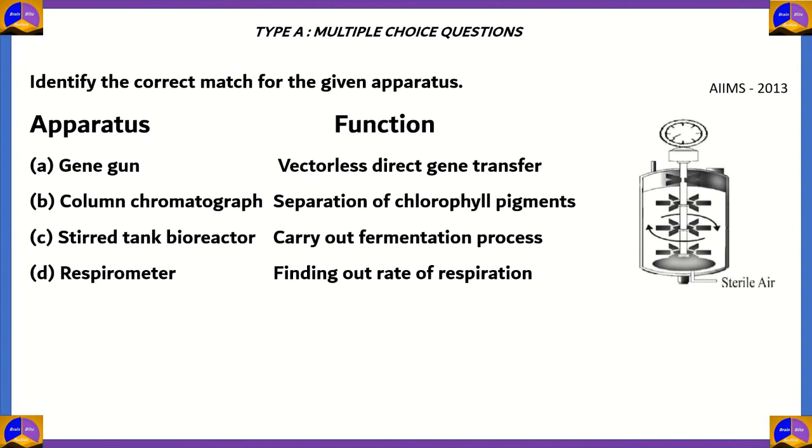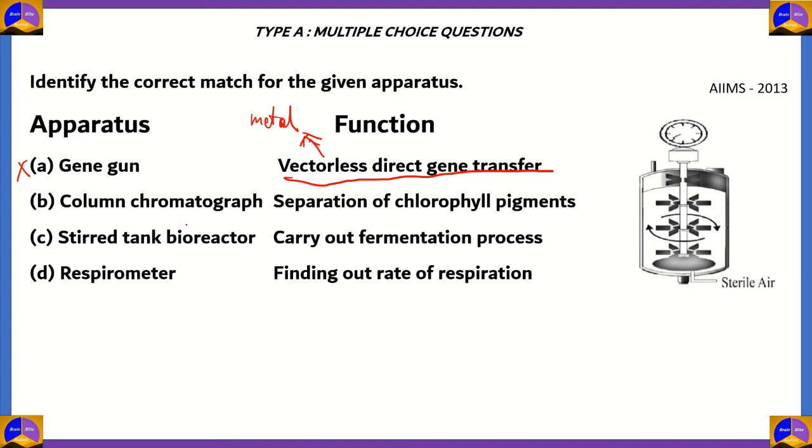Now, this question is with respect to matching up the apparatus with the function. So identify the correct match for the given apparatus. Option A is gene gun, and it says the function is vectorless direct gene transfer. The reason option A is incorrect is that it's not vectorless. The DNA injected by a gene gun is actually coated around a metal. So the metal acts as a vector in carrying the DNA inside the plant cell. So therefore option A is incorrect.